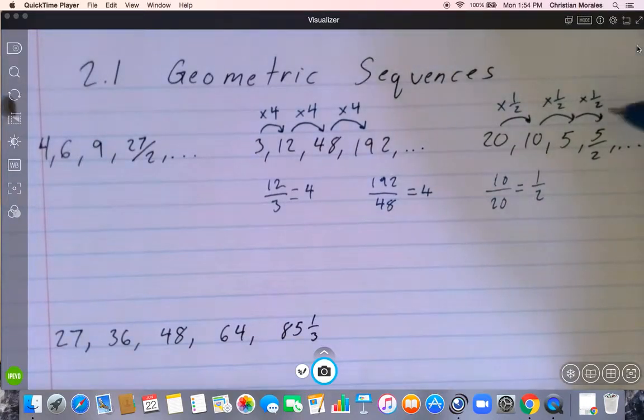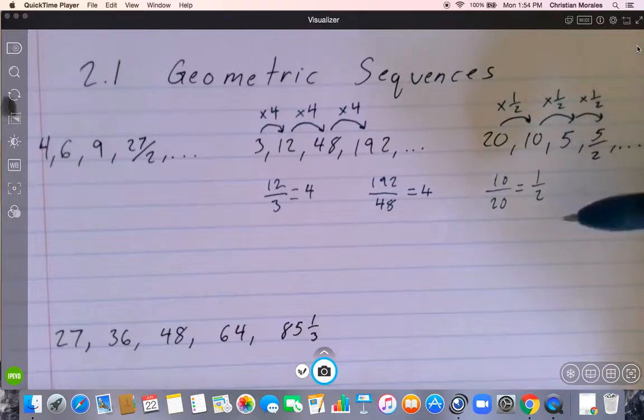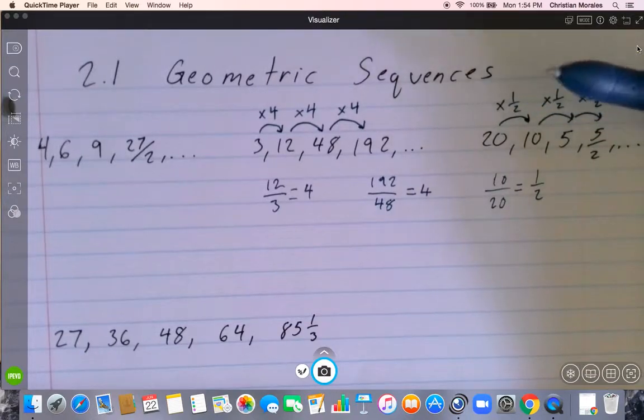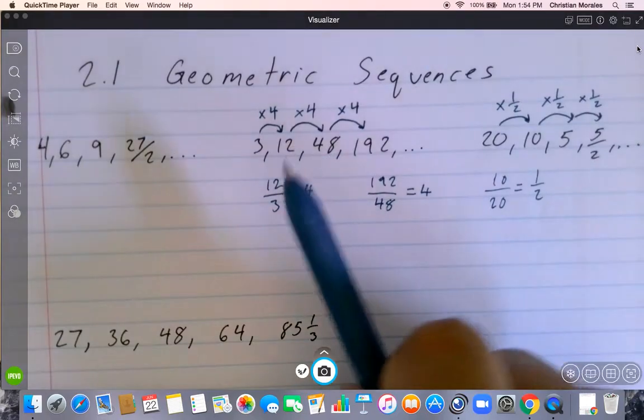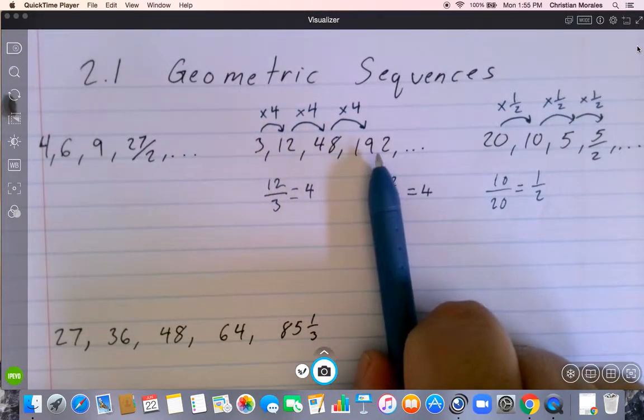So one thing that you should know is if you're multiplying by a number that's smaller than 1, it's going to be decreasing. But notice we're not multiplying by negatives here. You can multiply by a negative, but a negative doesn't necessarily make it go smaller, okay? When you multiply it by a fraction or a decimal, that's when your numbers get smaller. If you're multiplying by a whole number, it's going to get bigger, okay?